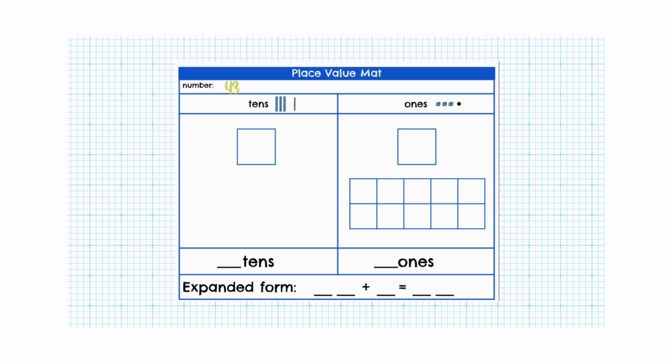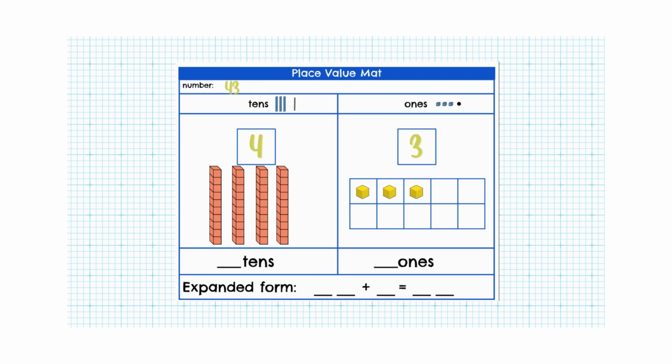Once given the place value mat, students write the given number at the top. Then students can break down the numbers into tens and ones and represent them with manipulatives. Students will then use base 10 blocks to compose the given number. Students can then visually see and physically count how many tens and ones make up their given number.